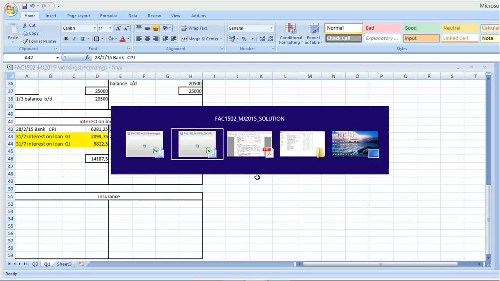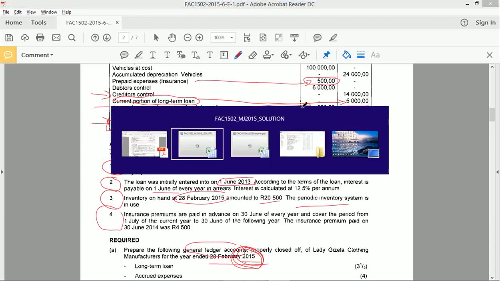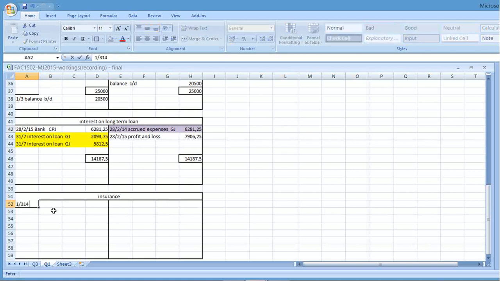Last bit is the insurance. In the question, they didn't give you anything relating to the insurance other than the prepaid expense. That would have been last year's prepayment. So last year's prepayment would be this year's expense. So the first step is to obviously process last year's prepayment to this year, so 500. So you would have to credit the prepayment from last year, and then you would have to debit this account with prepaid insurance.